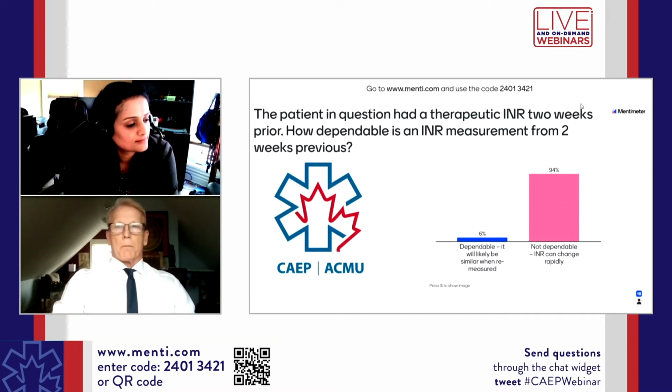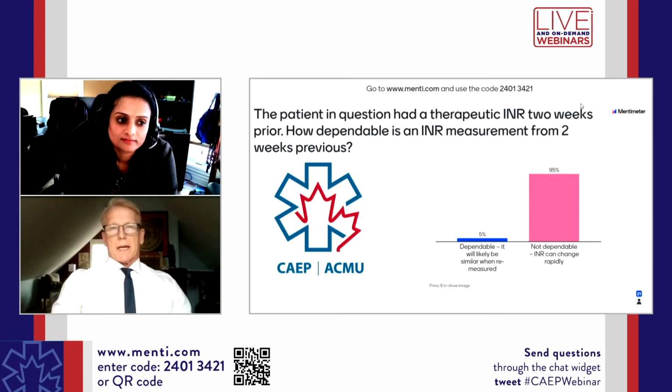See, most people chose the second, that it's not dependable, certainly over a couple of weeks. Now that might not be the case if it's a couple of days. That's probably a little more reliable. And the other issue is with a patient who's this sick, you're not going to sit there and wait for an INR to come back, because we're not treating the number, we're treating the fact that this is a sort of pre-arrest patient. So that's the primary concern.